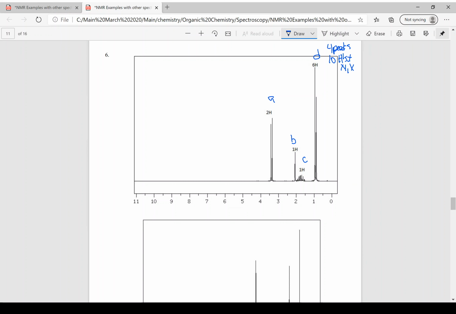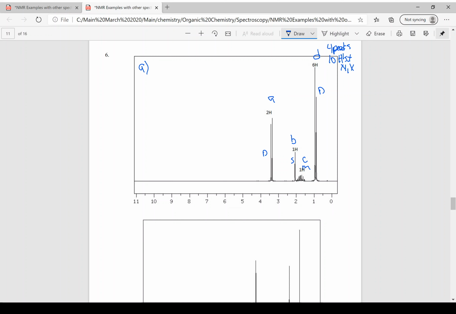Alright, what does this look like? Pretty much looks like a doublet to me. That looks like a singlet. That is a multiplet. Still looks like a doublet. Okay, so there's not a peak over here for me to say a triplet. So those are my best guesses there.